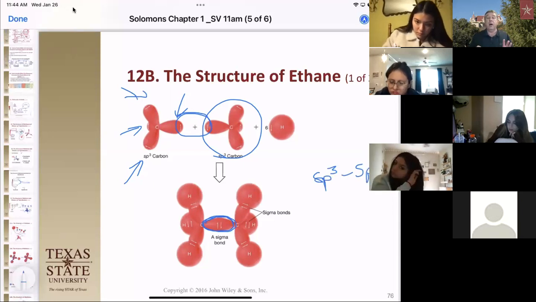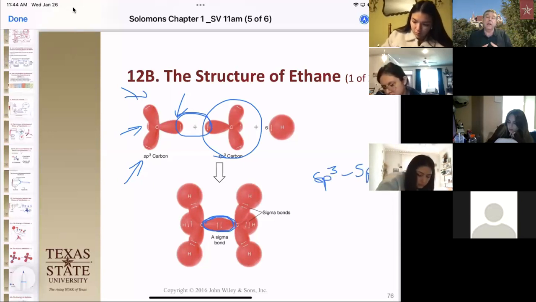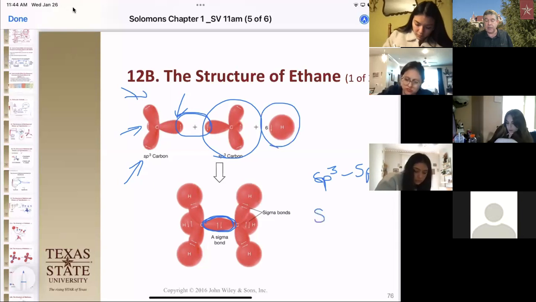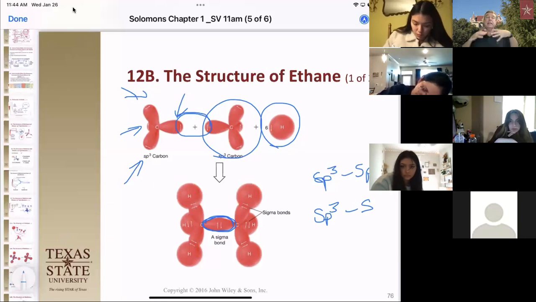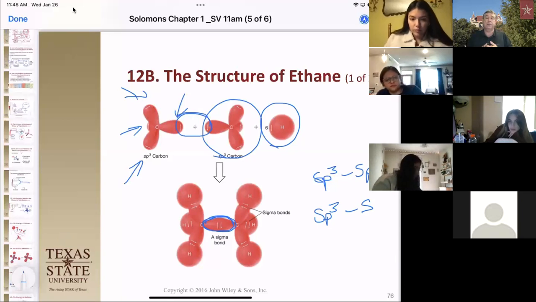Now we can fill all of the other 6 orbitals with hydrogens. So we'll have 6 hydrogens, and each of those is going to be an sp3 hybridized orbital from the carbon with the s orbital of the hydrogen, and we're going to make more sigma bonds. Okay, questions about how we're stacking these hybrid orbitals together to make sigma bonds, the first bond you get between atoms?